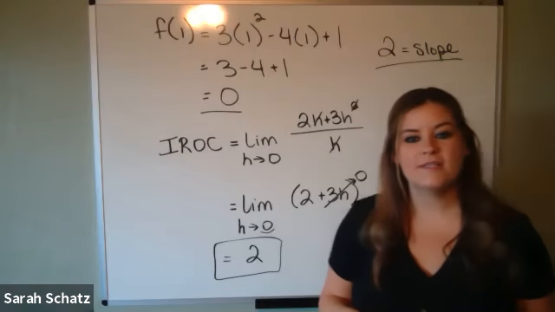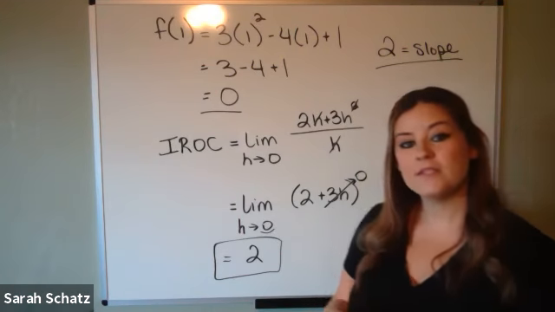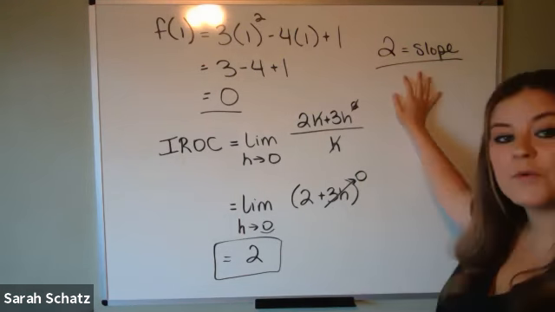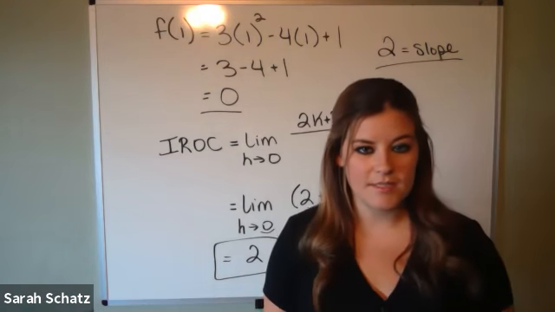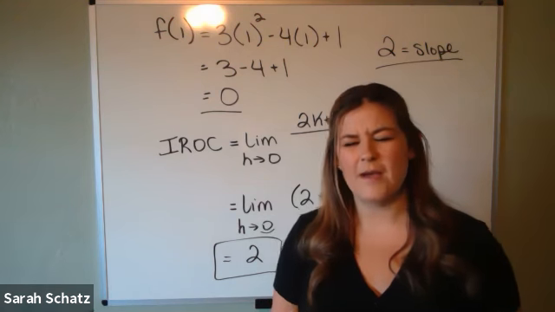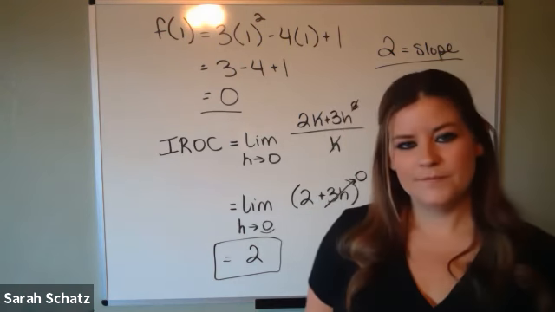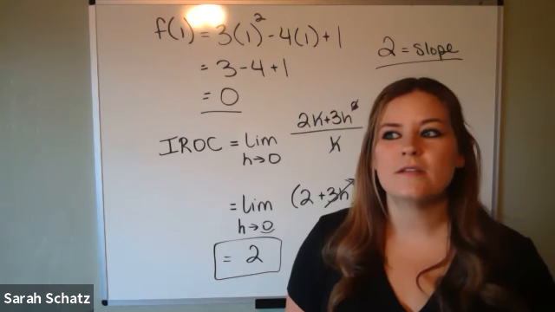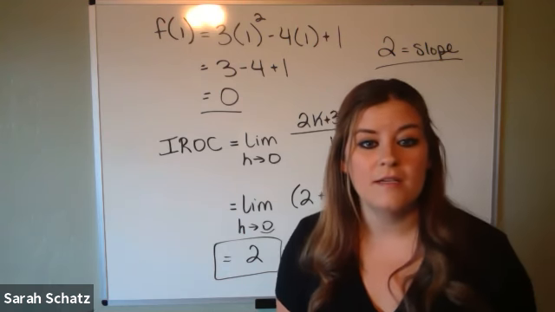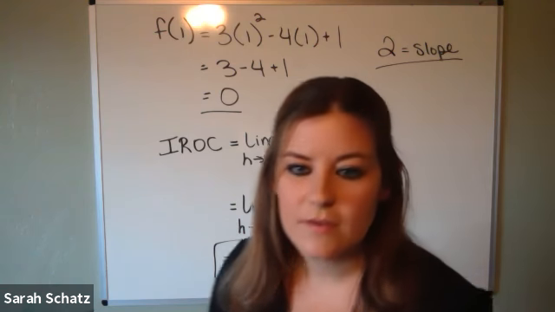But I said I wanted to take this a little further, and I do. I don't want to just know the slope of the tangent line. I want to know the equation of the tangent line. So let's think about algebra. What do I need to make a line? What information do I need to write the equation of a line?